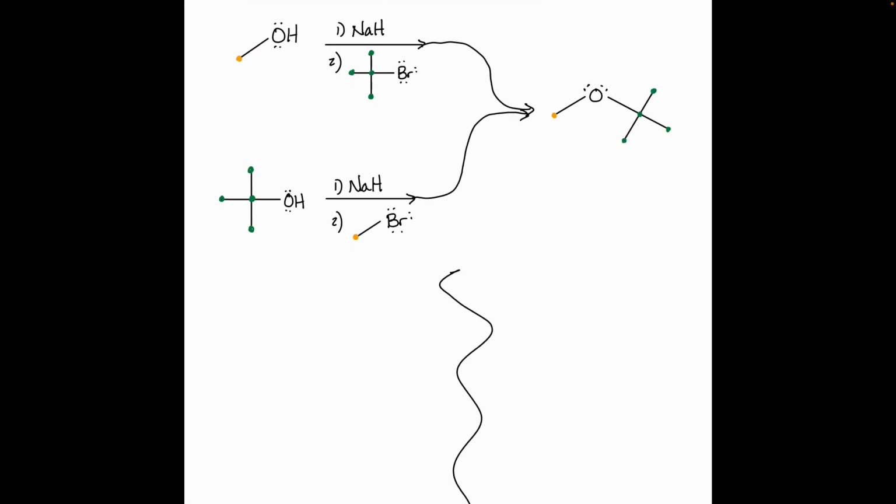We're going to do kind of a split screen of our mechanism here. Let's draw the product of that first step. We'll call this, let's go A and B. You're going to be A, you're going to be B. Let's draw that product of our first step in our mechanism, that alkoxide ion, for each of these two scenarios here.